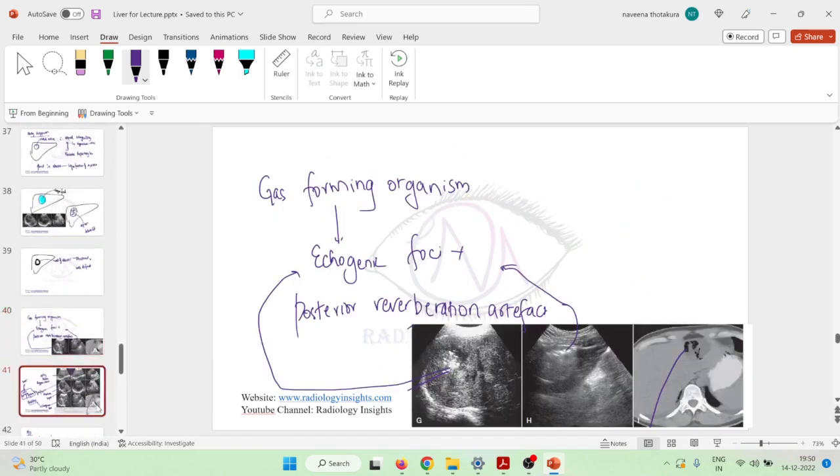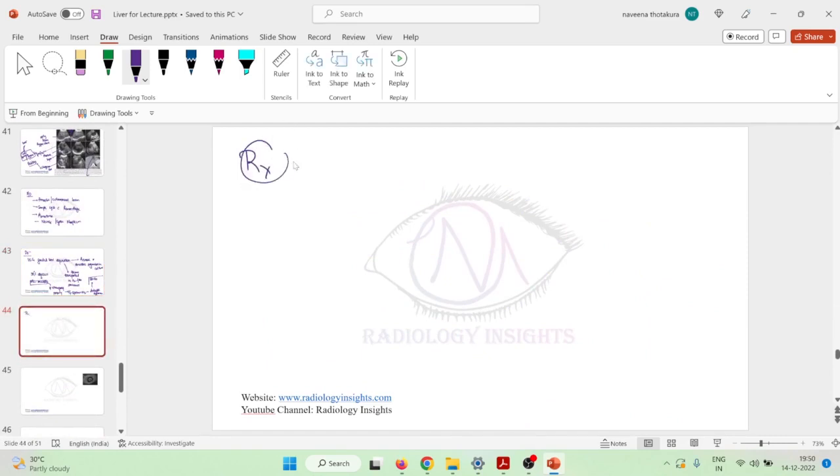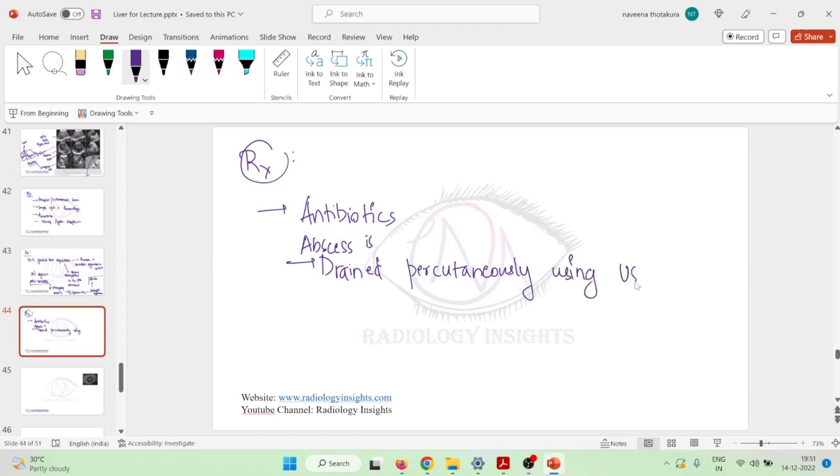Then obviously, how are you going to treat this abscess? The treatment of this abscess is, one, antibiotics can be given to the patient, and the abscess can be drained percutaneously using ultrasound guidance. Drainage of the abscess can be done percutaneously using ultrasound and CT guidance.